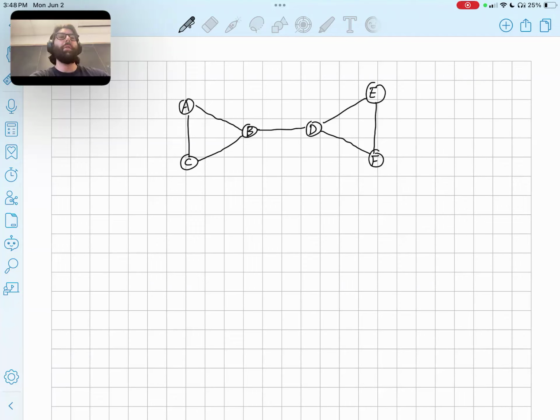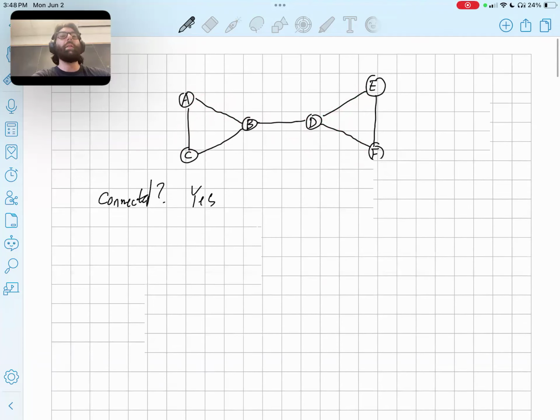Okay, so we're going to begin by making sure, is this connected? So one trick to do this is pick a vertex, say A, and ask, do I have a walk from A to any other vertex? So I've got a walk from A to B, like that. I've got a walk from A to C. I've got a two-step walk from A to D. And then I can walk from A to D to E or to F. So I am connected.